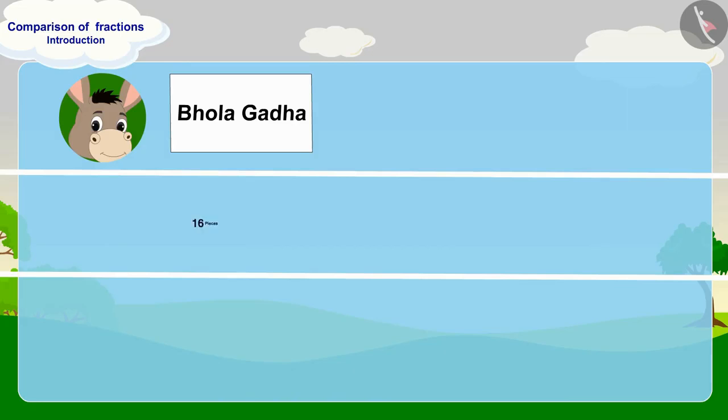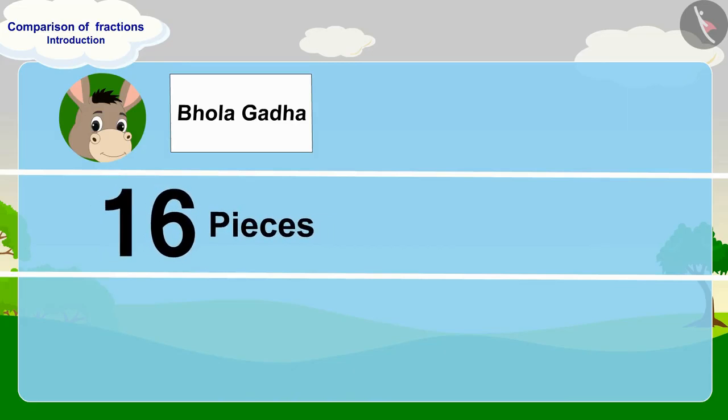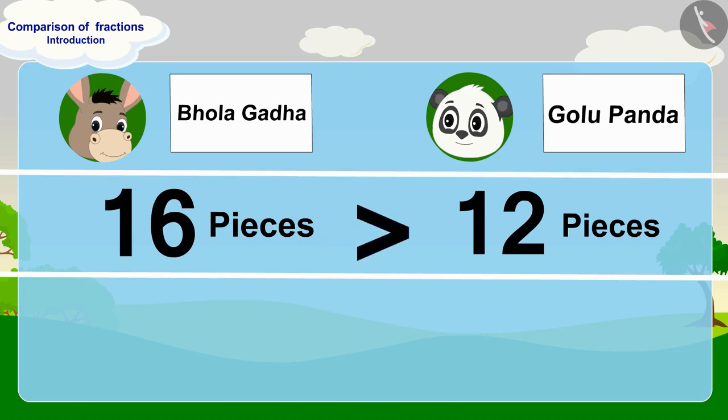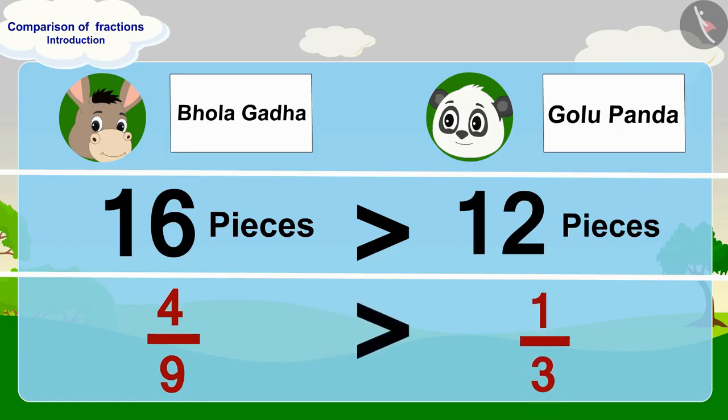Bhola has written his name on 16 pieces of paper and Golu has written his name on 12 pieces of paper. Therefore, Bhola has written his name on more pieces of paper than Golu. We can also see it in this way, that fraction 4/9 is larger than 1/3.